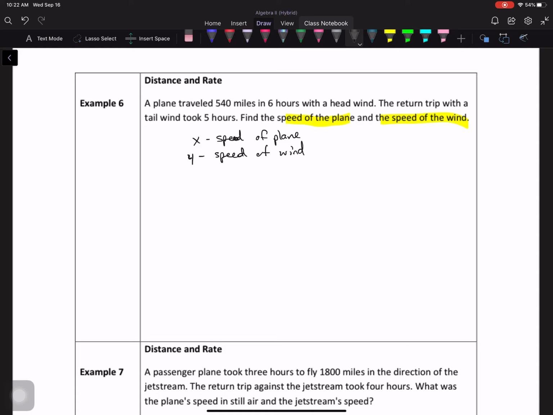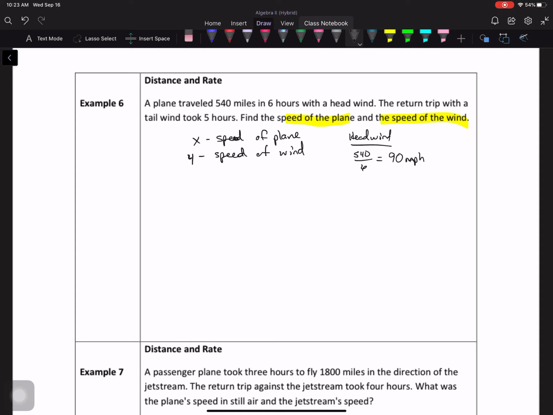Kind of like the speed of the plane, including the wind, the speed of the plane with the wind pushing it. So in order to do that, you're going to take your total miles. So we'll go headwind here. To figure out the average speed flying into the wind, you're going to take 540 divided by 6 hours, and that is going to be an average of 90 miles per hour. It's an incredibly slow plane. But with wind blowing into it, it's going to be going a little slower than you'd expect.